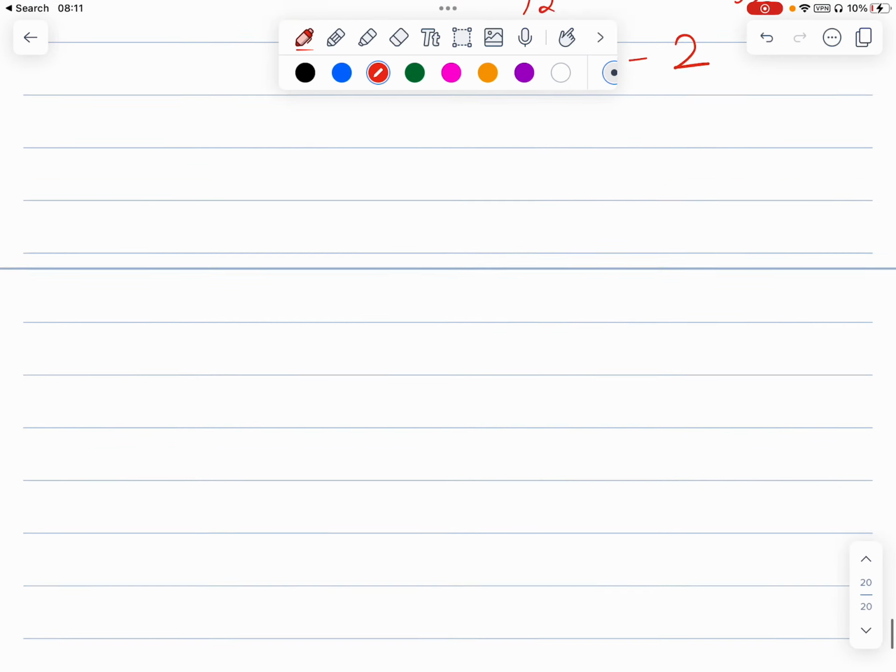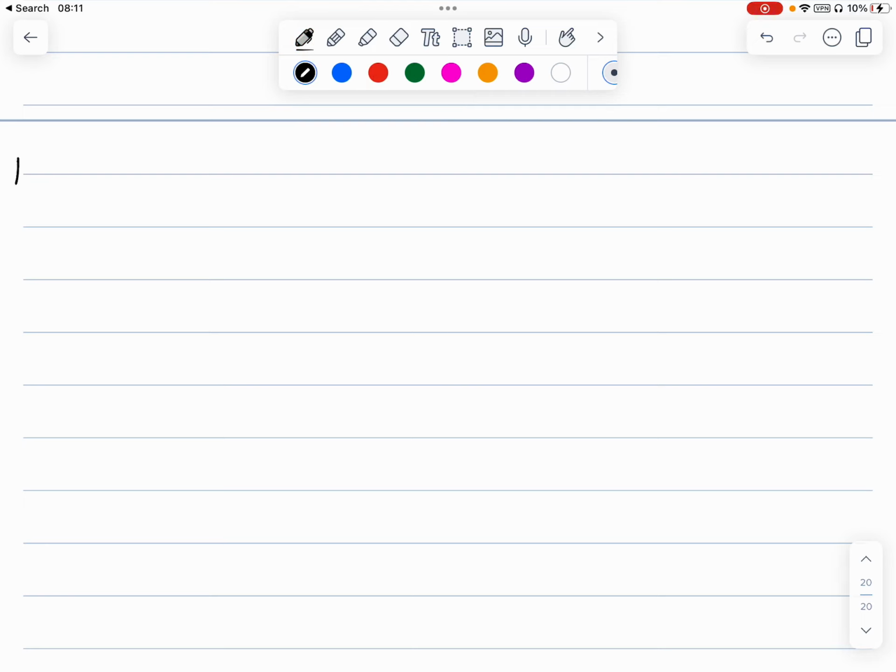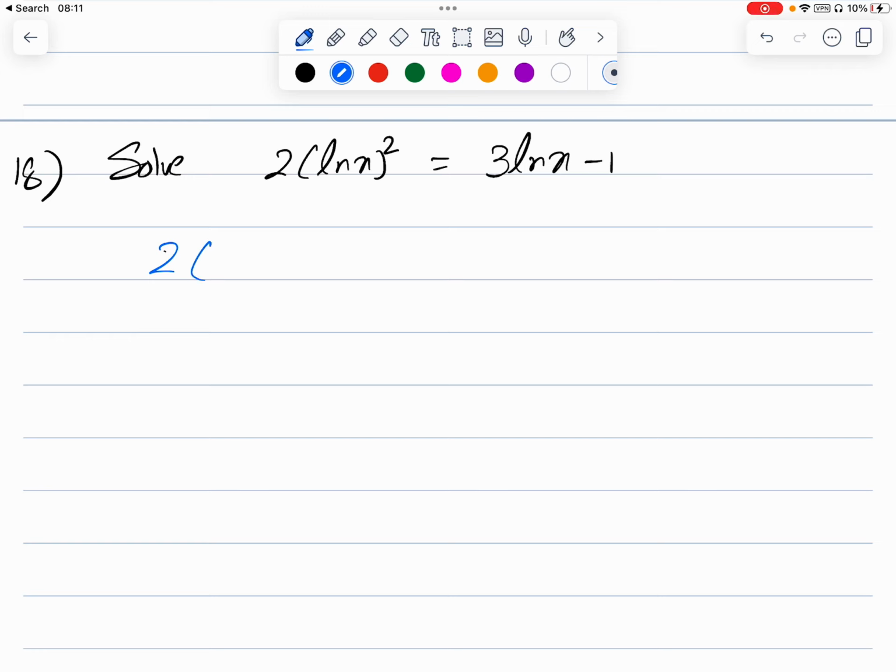Now question number 18. Solve (2 ln x) whole square equals 3 ln x minus 1. So again this is going to be a quadratic. So it becomes (2 ln x) whole square minus 3 ln x plus 1 equals 0.